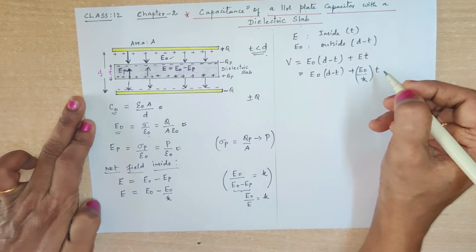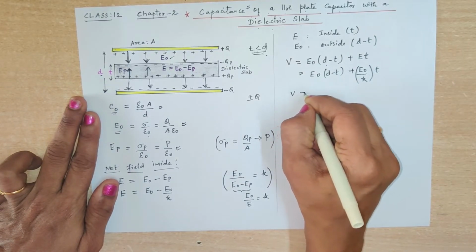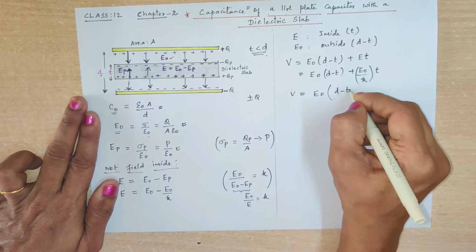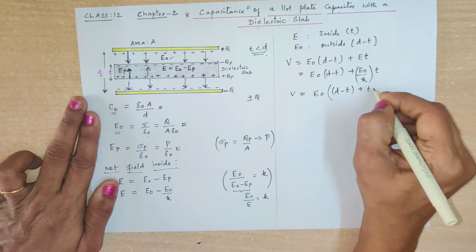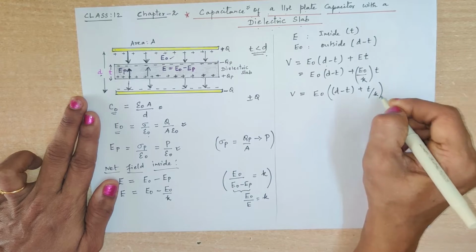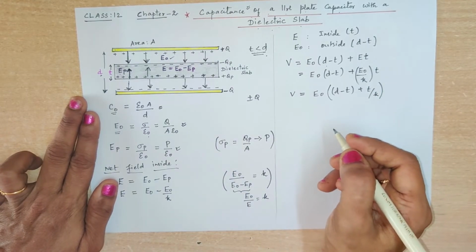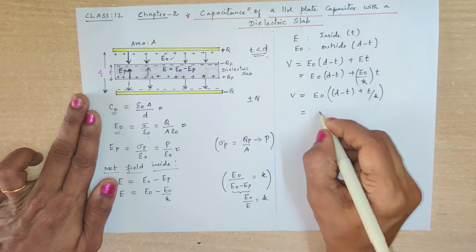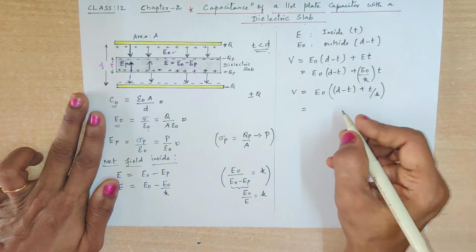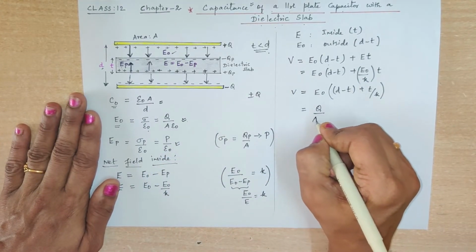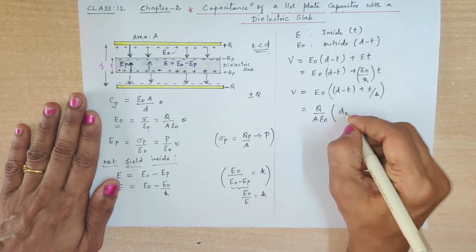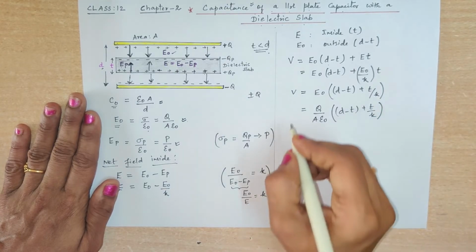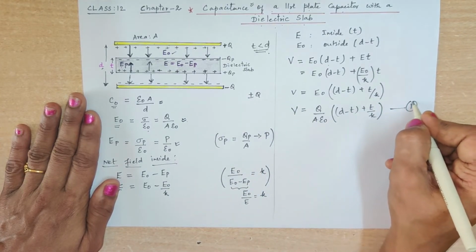When we rearrange, V is equal to E naught, which we can take common outside: D minus T plus T by K. This is the important expression for the potential difference between the plates. Still we can rearrange, because E naught already has the formula Q by A epsilon naught. Therefore, V equals Q by A epsilon naught, multiplied by D minus T plus T upon the dielectric constant K. This is the potential difference between the plates.